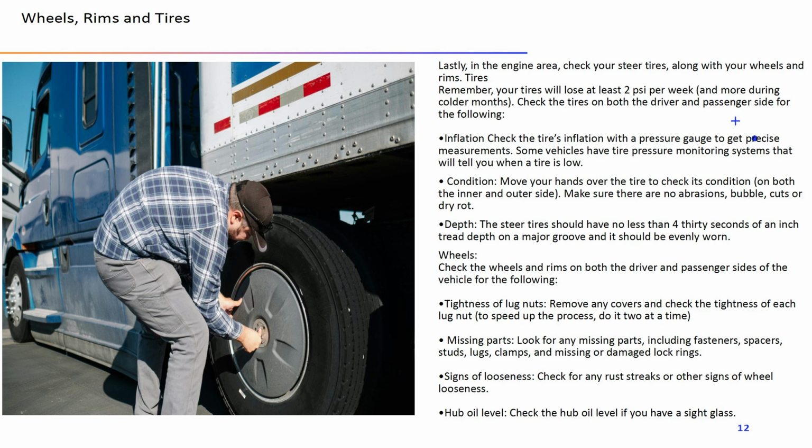Wheels. Check the wheels and rims on both the driver and passenger sides of the vehicle for the following. Tightness of lug nuts. Remove any covers and check the tightness of each lug nut. To speed up the process, do it 2 at a time. Missing parts. Look for any missing parts, including fasteners, spacers, studs, lugs, clamps, and missing or damaged lock rings. Signs of looseness. Check for any rust streaks or other signs of wheel looseness. Hub oil level. Check the hub oil level if you have a sight glass.